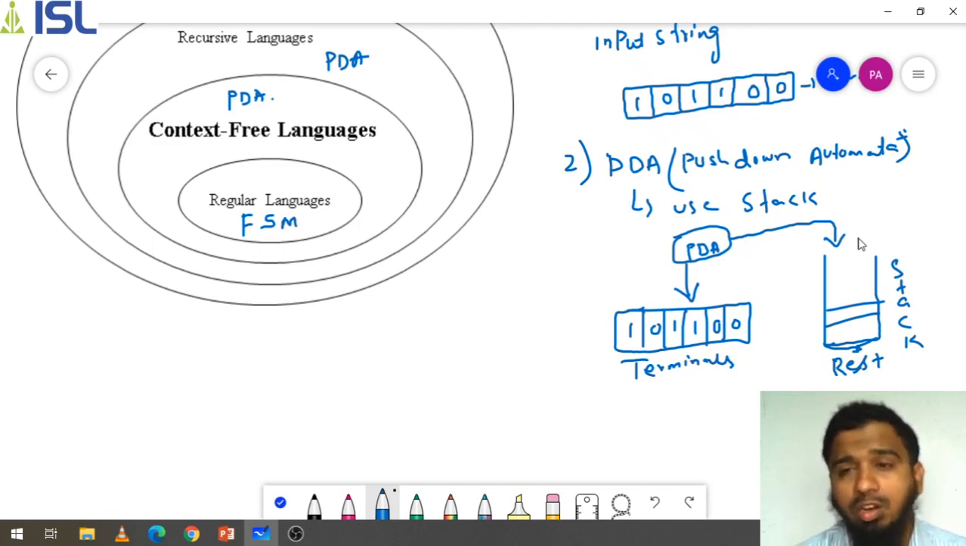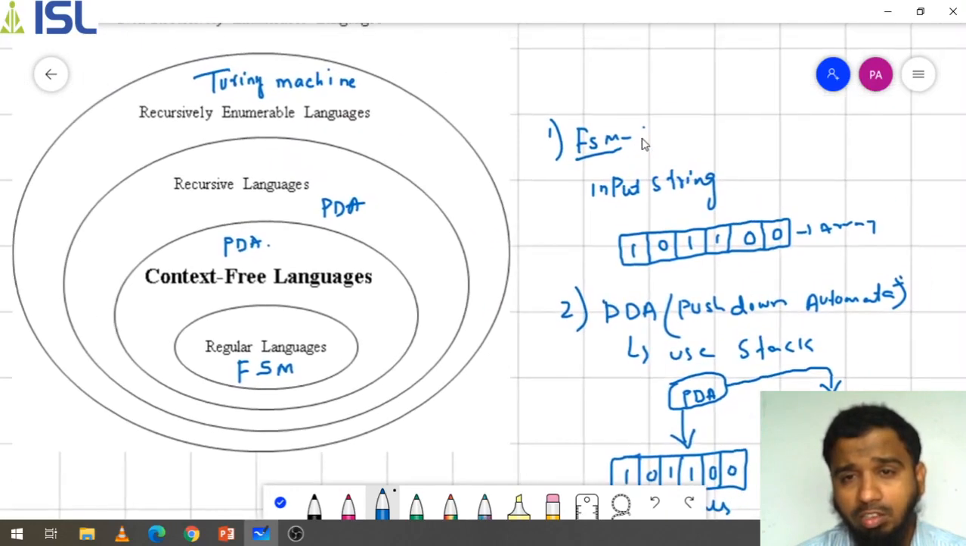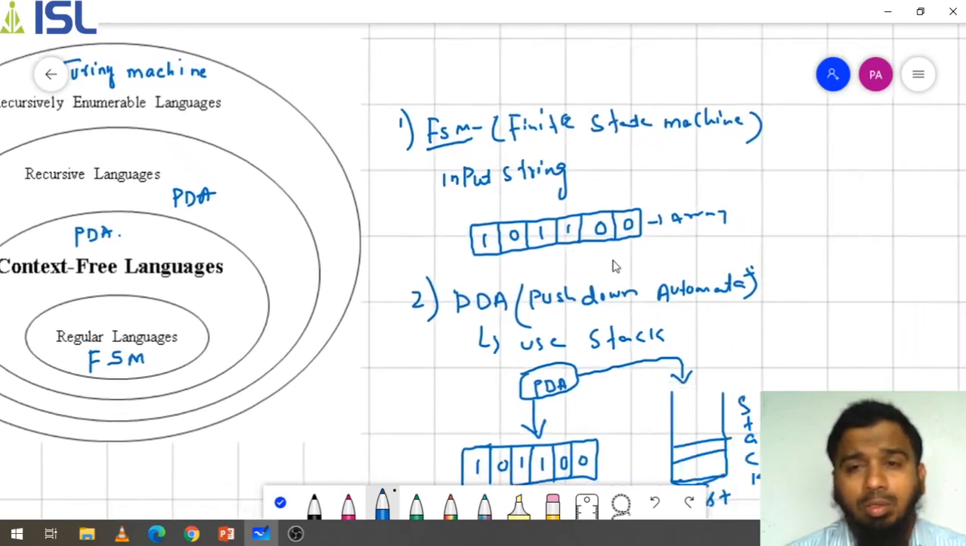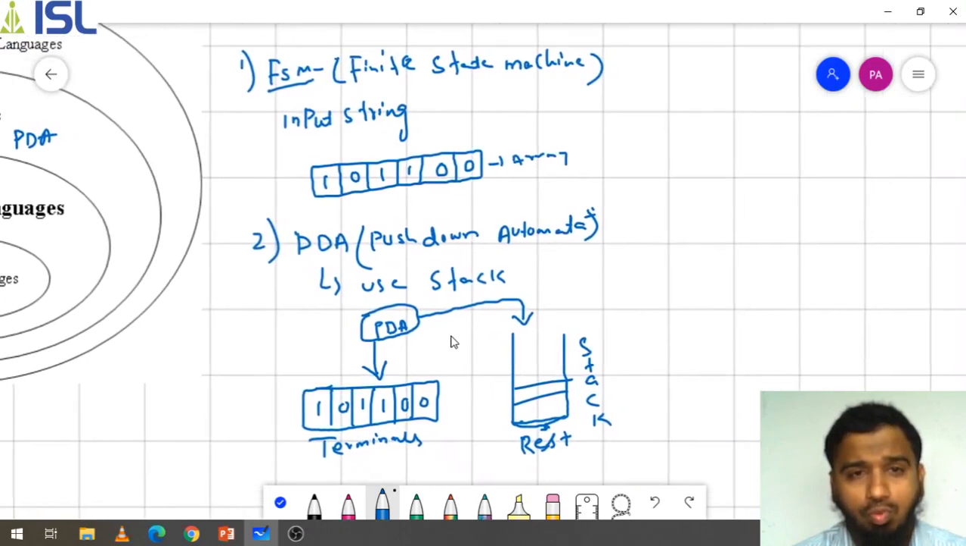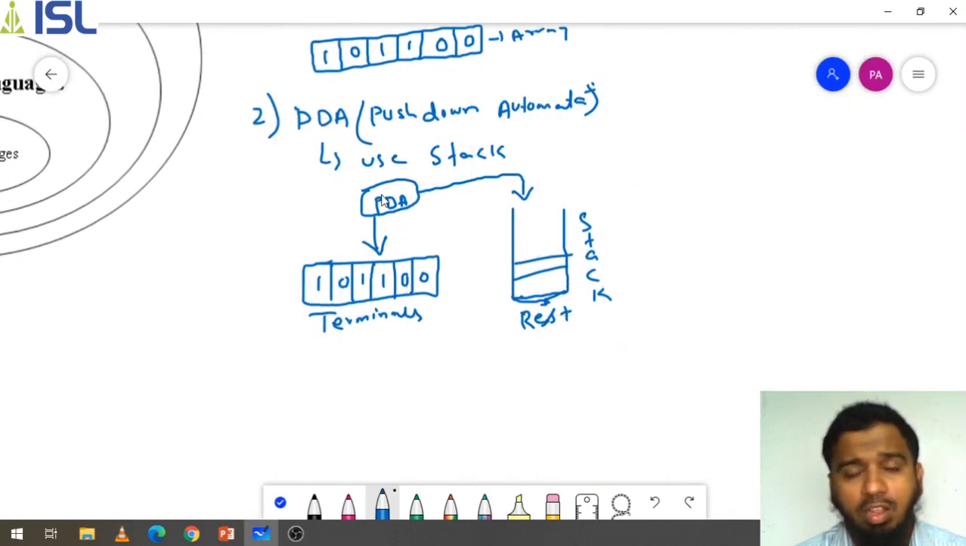What is the difference between here and there? The first one is used for the finite state machine. I will write this, state machine. Here at this corner, because of the image you cannot see this, so I just moved it here. The finite state machine takes the input string, uses an array, and solves the automata problem. And in the PDA, the pushdown automata, it will use the stack, and with the help of this we can solve whatever problem we have.